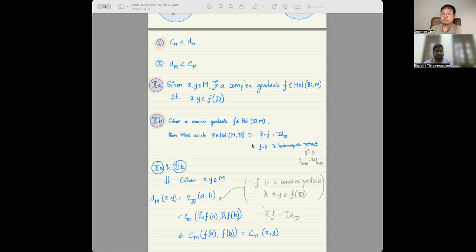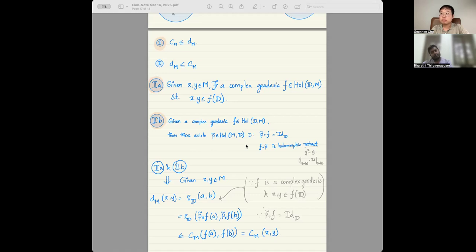So this exactly says that there exists a p tilde, which is an element of holomorphic maps from the manifold to the disk. Now, if you remember, in order to define the characteristic distance, we considered all holomorphic functions from the manifold to the disk. So we consider such that p tilde composed with F is identity on D. In some sense, p tilde is like the inverse of F, and there is some more property of F composed with p tilde.